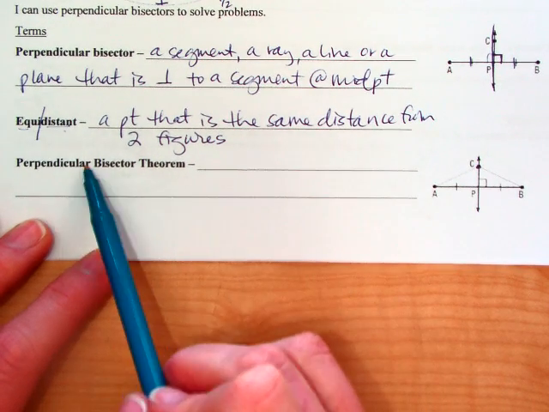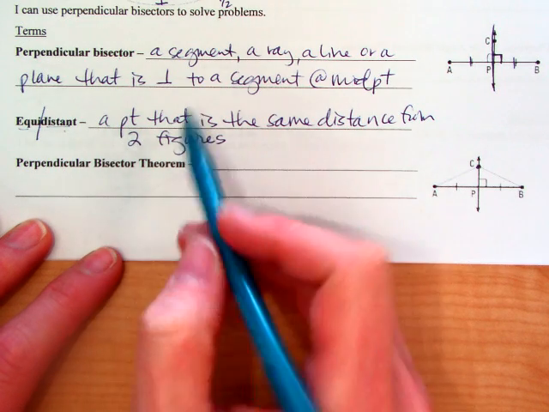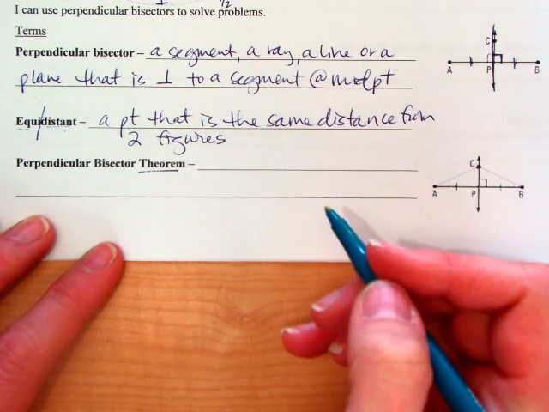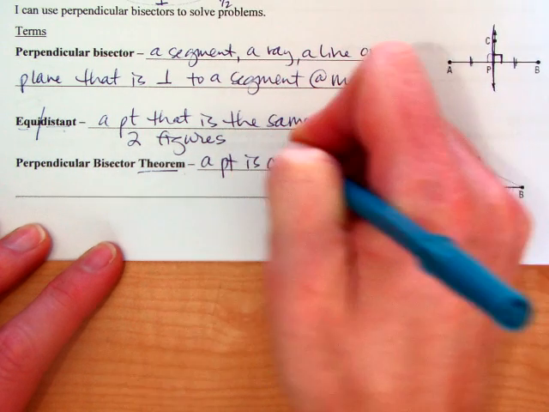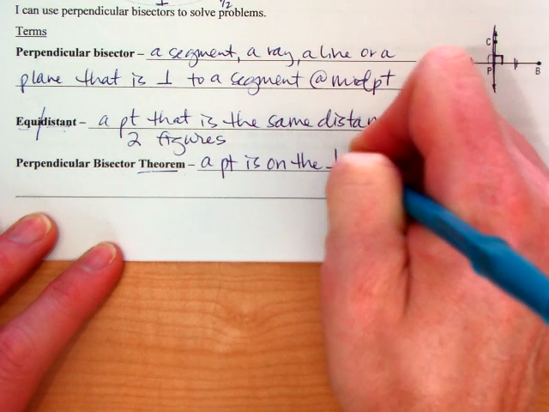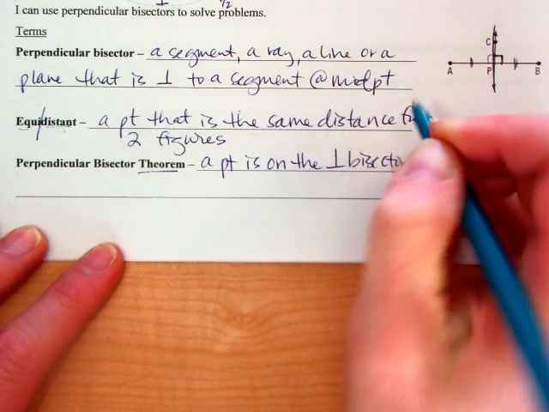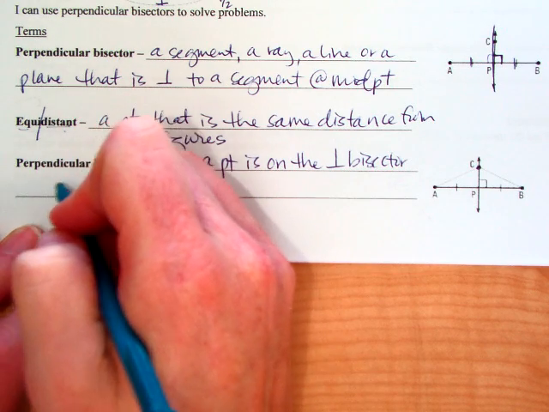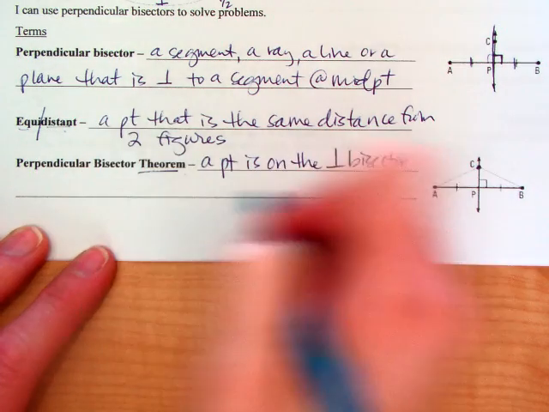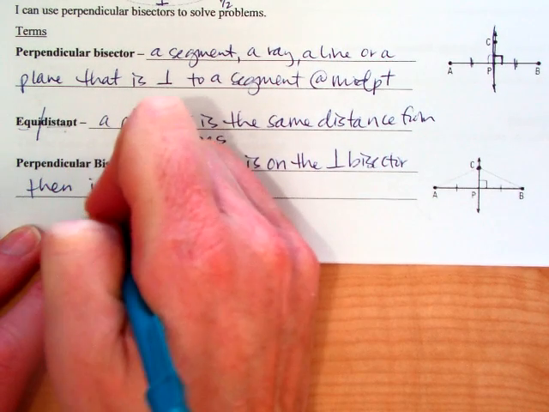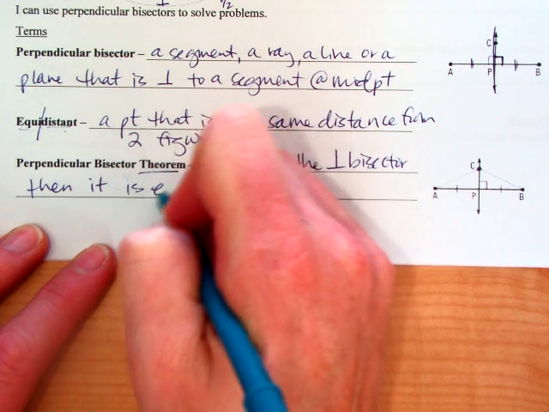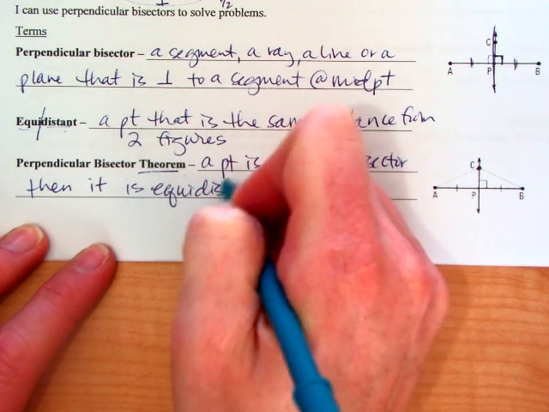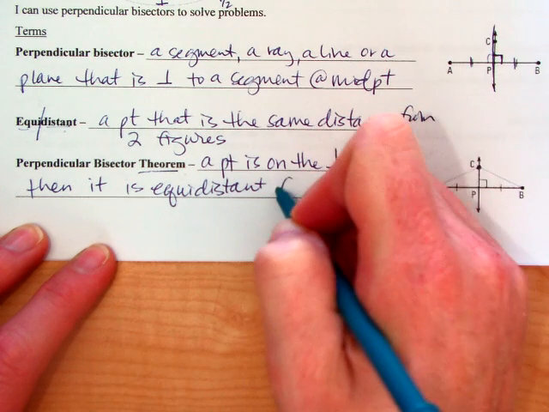Okay? Perpendicular bisector theorem. This is the one theorem we're going to use in this particular section. It just says that a point is on the perpendicular bisector, if a point is on the perpendicular bisector, then it is equidistant from the endpoints.